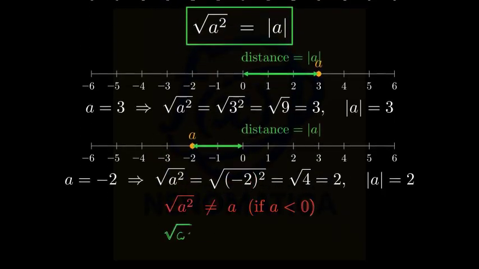A common mistake is to drop the absolute value and write the square root of a squared equals a. That is only correct when a is greater than or equal to 0.